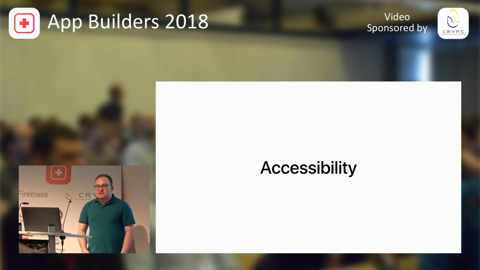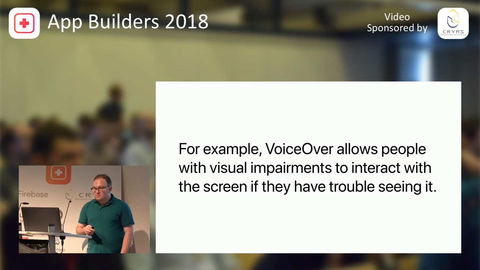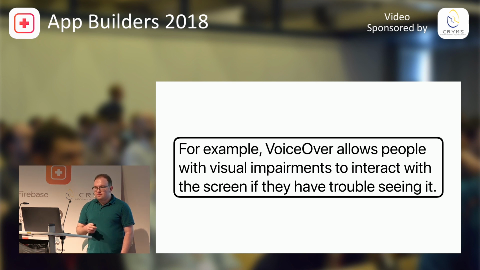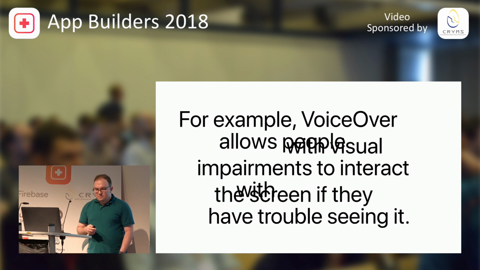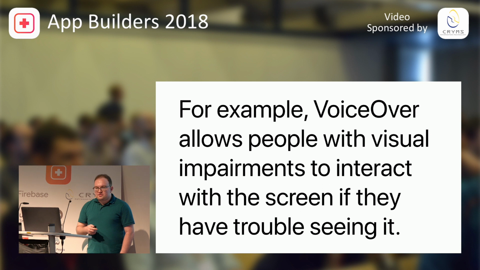It's important to make sure that each and every person can experience the power of your app. To that effect, Apple has created a set of accessibility tools so that developers can ensure users' success with their app. For example, VoiceOver allows people with visual impairments to interact with the screen if they have trouble seeing it. But even for less serious cases, people can increase the font size with dynamic type. They can zoom in on the screen, increase contrast, and more.